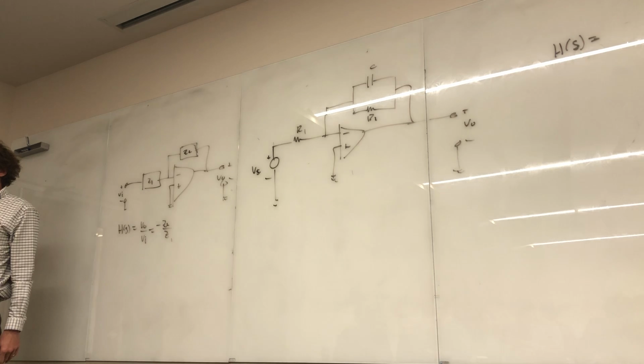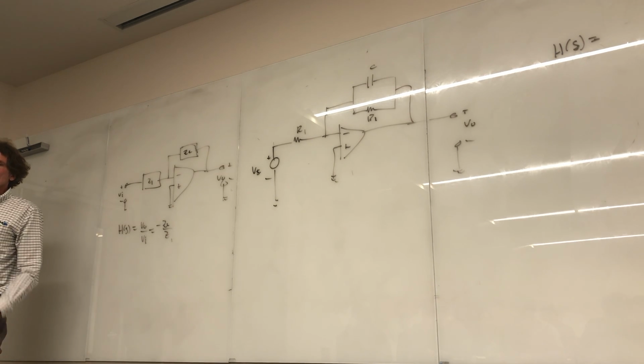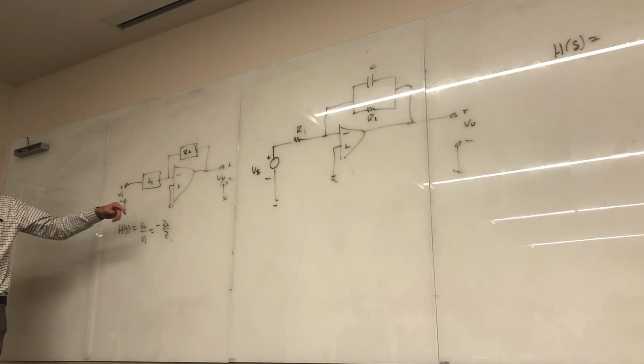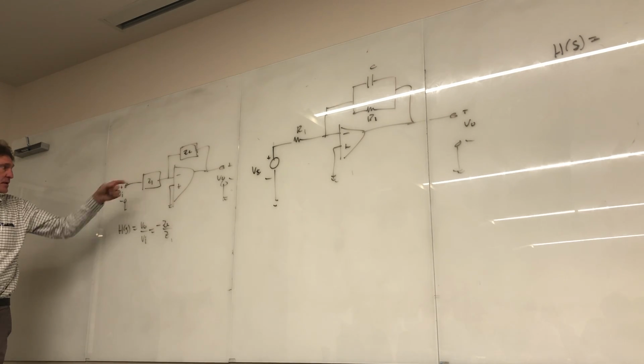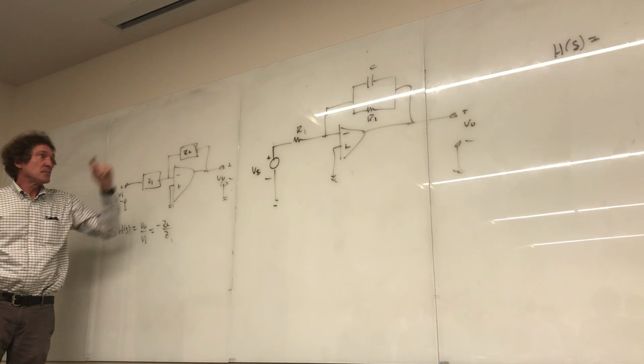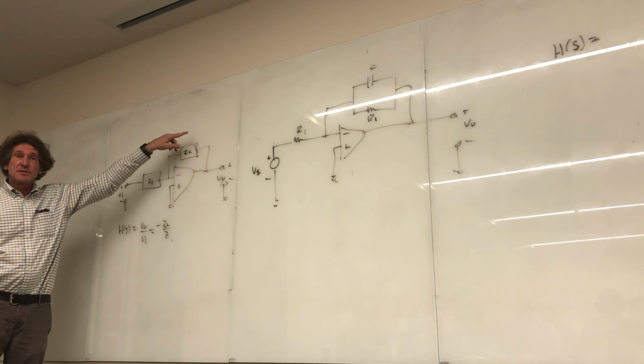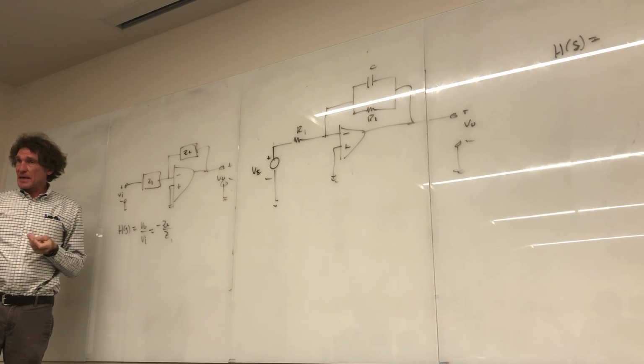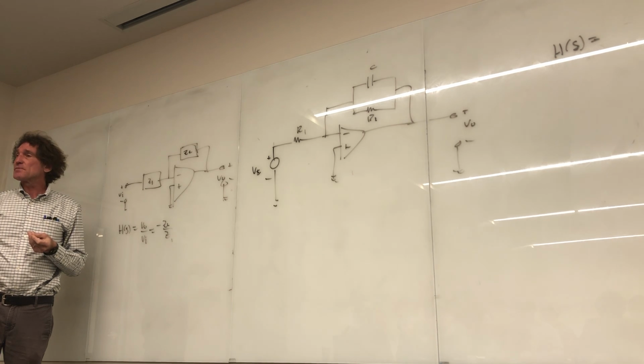How many are familiar with that? This is something that is almost automatic. You can get it from the analysis. If that's ground, that's zero. The current here is just V in over Z1. That current flows here. It develops a voltage, plus to minus, of V in over Z1 times Z2. And the output voltage will be minus that, right? And you can get this very quickly.